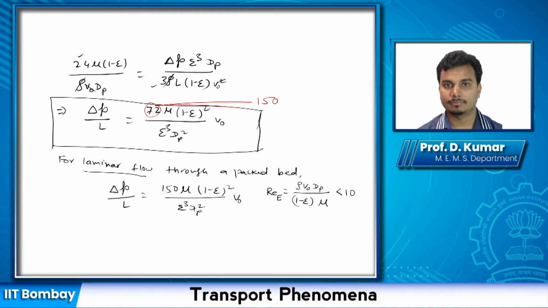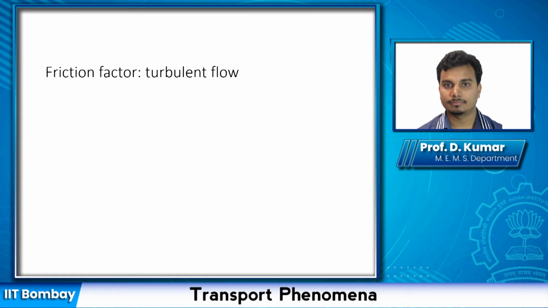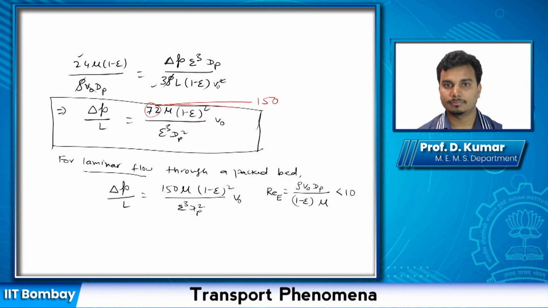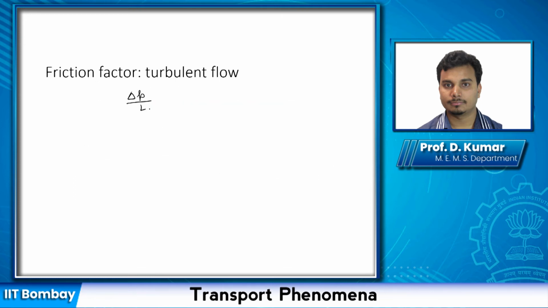So this is the relationship that we use. Okay. So now when the flow becomes turbulent, then we need to go further. The basic definition is the same. So for friction factor, delta P by L, we saw it here. That part is the same.